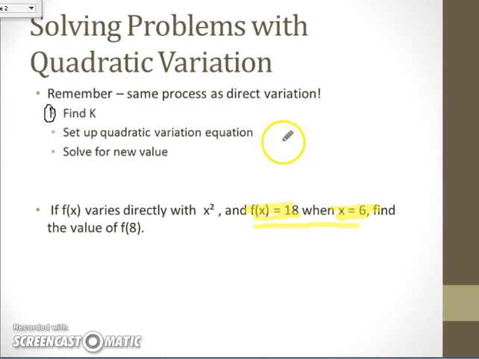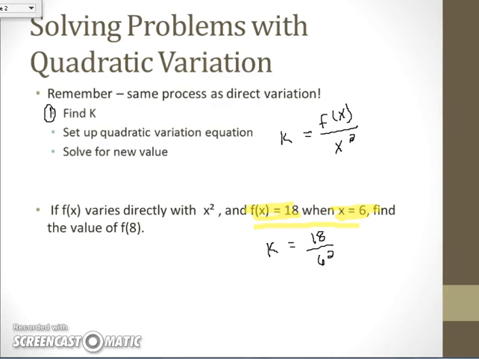And to find k, we were using k equals f of x over x squared. Don't forget the squared piece. A lot of students forget that it's a squared value for x. If you don't square it, then you're working with direct variation and it's a linear equation. So it's very important not to forget that you want to square that x value. So let's find k between this quadratic variation. So k equals our f of x value, 18, divided by our x value, 6 squared.